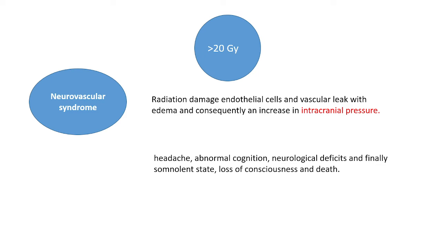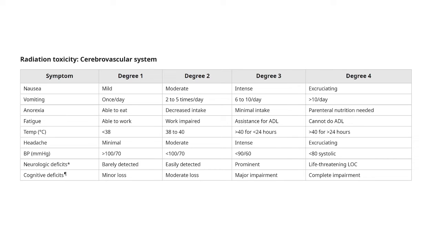Moving on to the neurovascular syndrome. Basically, this patient has an exposure dose of more than 20 grays. This patient has a very poor prognosis because there is an increase in intracranial pressure, and death is inevitable in these patients. The patient initially complains of headache, nausea, and vomiting, which are signs of increased intracranial pressure. Finally, there will be loss of consciousness, and episodes of seizures or neurological deficits can occur, ultimately leading to death.